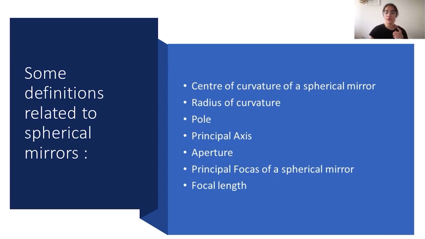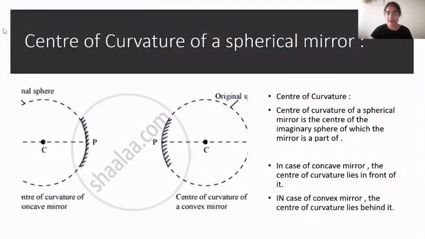Now, if you look on the left hand side of the diagram, you have a concave mirror. Why? Because the reflecting surface is representative of a spherical mirror.